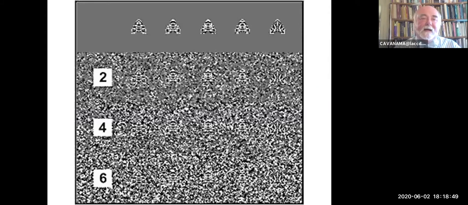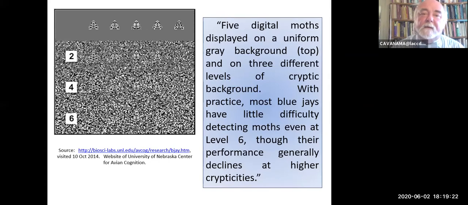Here's an experimental pattern. Different levels of crypticity numbered. So level zero shows the moths all by themselves on a gray background. Foreground is pretty clear. If you introduce a motley background, again with the same moths, you can kind of see them at level two, I can, and I can kind of see them at level four, but by level six, I'm defeated. I cannot see where the moths are in the foreground on that background pattern labeled number six. Well, jays can do it. That's how they eat. They are able to detect those moths even on high levels of crypticity. They're able to sort out background from foreground.